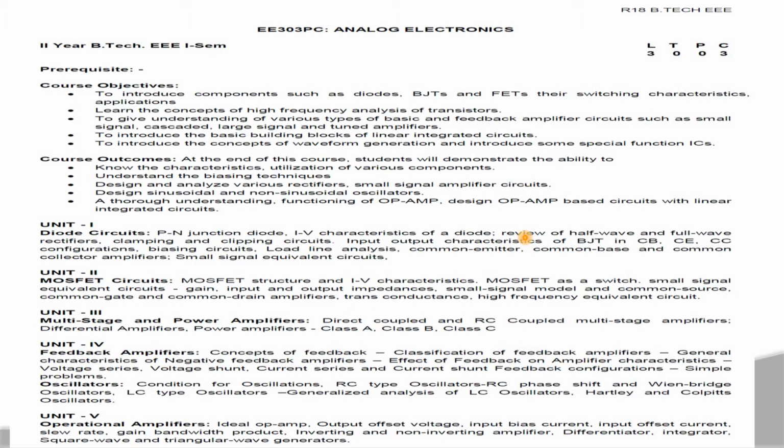And what is a differential amplifier? This is also very important. BJT can be used as an amplifier, MOSFET is used as an amplifier, and a multi-stage amplifier is used for gain improvement. Again, why does the new term differential amplifier come in? These things are going to be discussed.